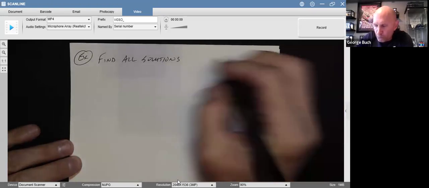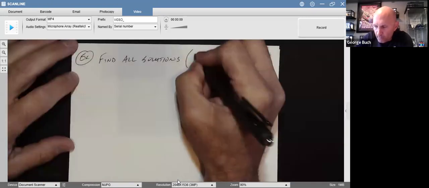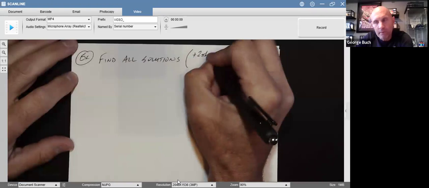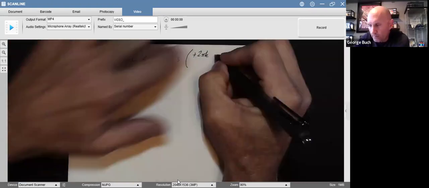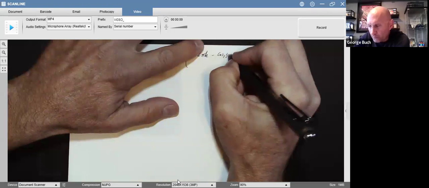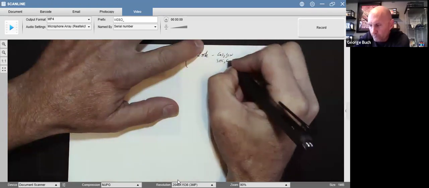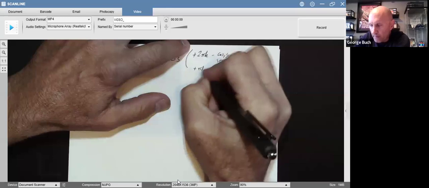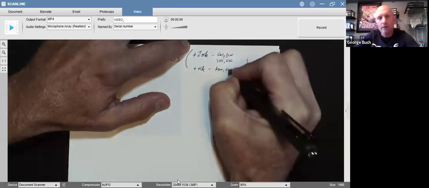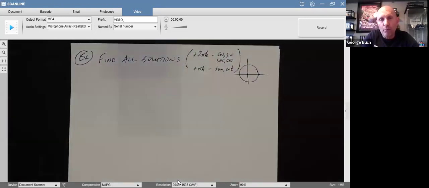So whenever I have all solutions, this means either plus 2 pi k, if it's cosine, sine, secant, or cosecant, or it's plus pi k if it's tangent or cotangent. So if you give me an answer that doesn't have that multiplier on it, it's wrong. It's already wrong. And you're basically telling me, hey, George, I don't know what I'm doing. Go ahead and start taking off points because I don't know what it means when it says all solutions. That's what it means. It means you need to have that multiplier.